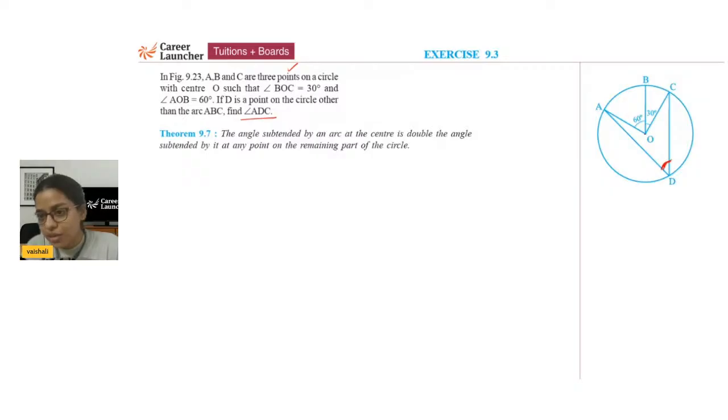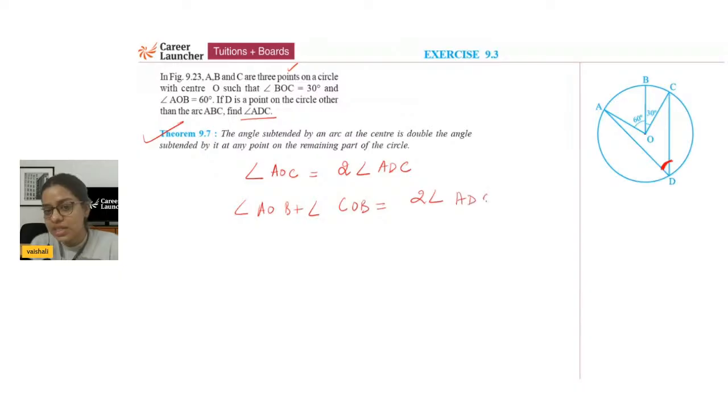ADC. Now if you remember, the reflex angle that we had understood, that my angle AOC has to be twice of my angle ADC, which was theorem number 9.7. So if I'm applying the same theorem, can I say what is my angle AOC? My angle AOC is angle AOB plus COB. This is equal to twice of my ADC. And what is this? 60 degrees plus 30 degrees, which is 90 degrees. Now I'm dividing this by 2, which is 45 degrees. Now this is equal to angle ADC.